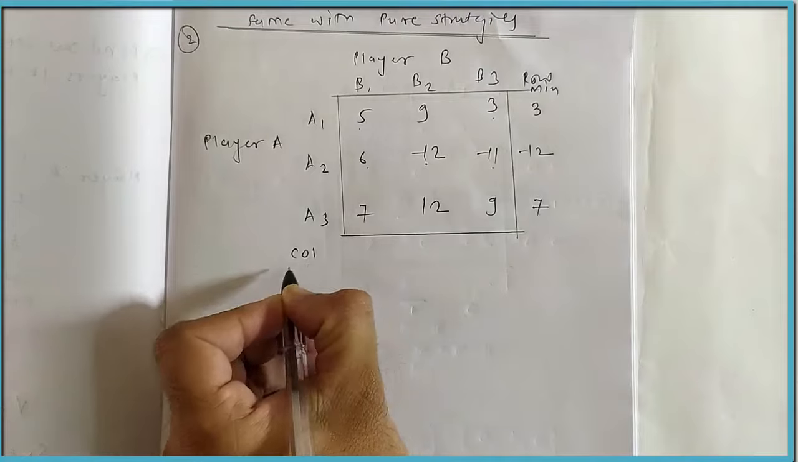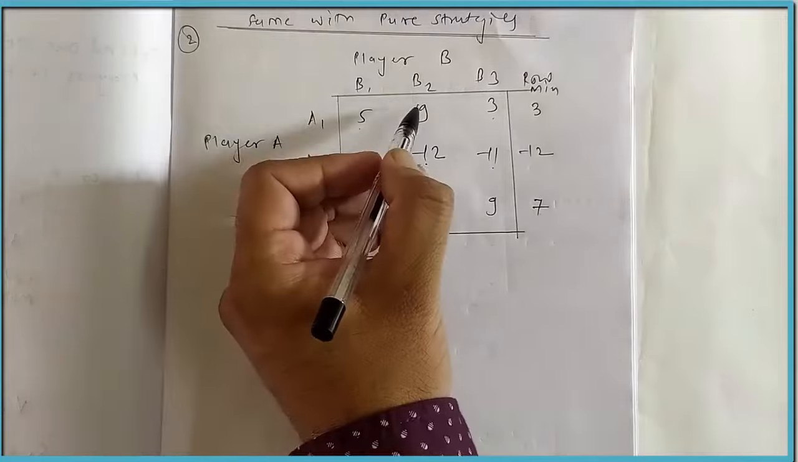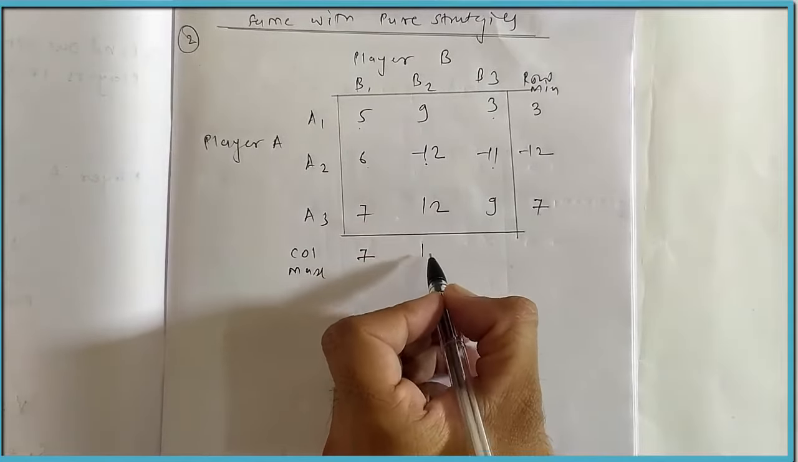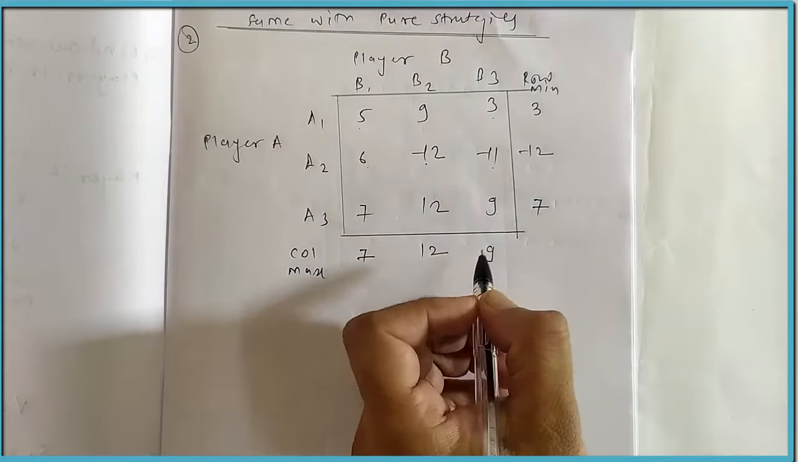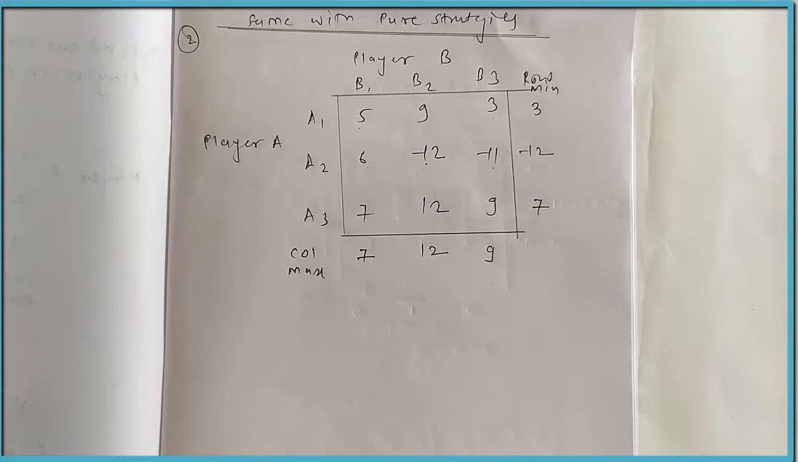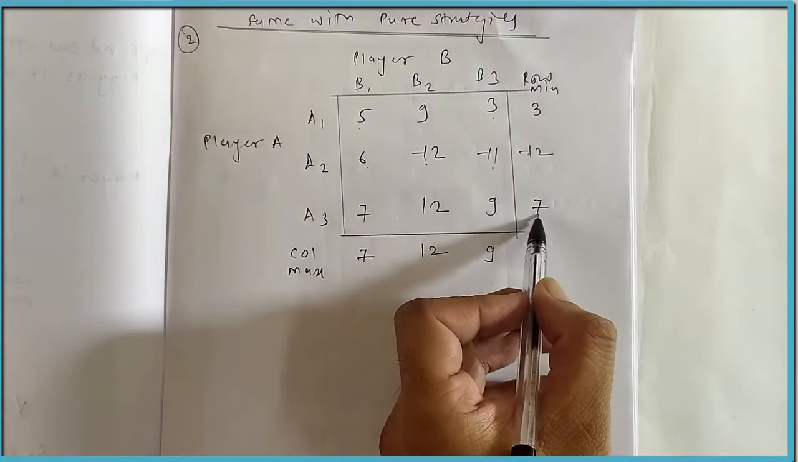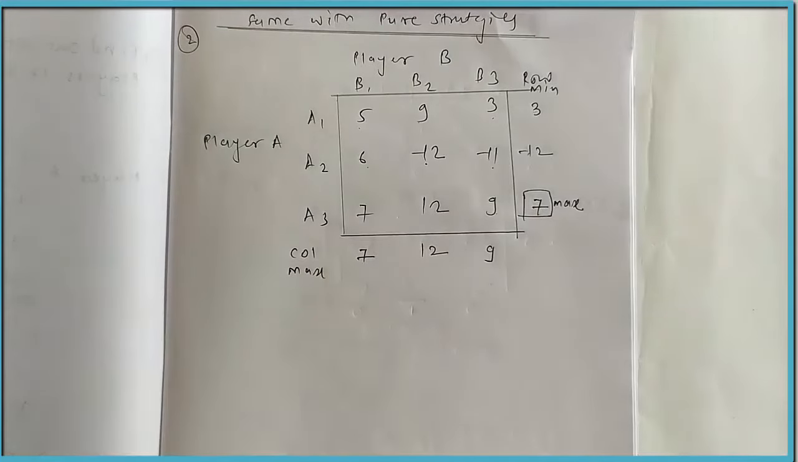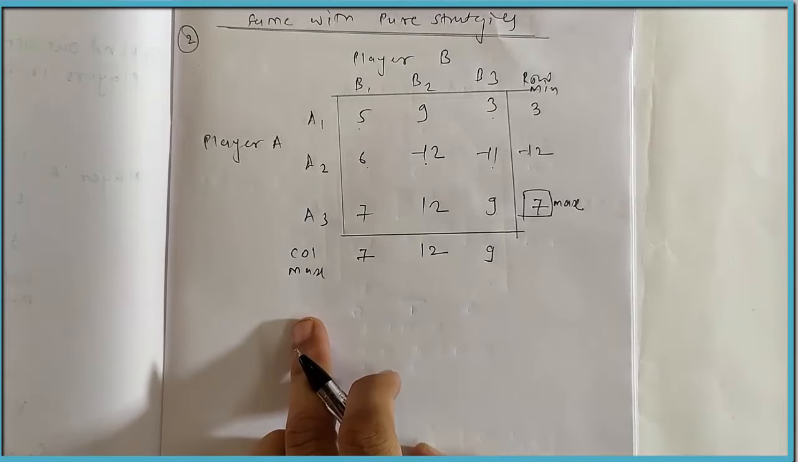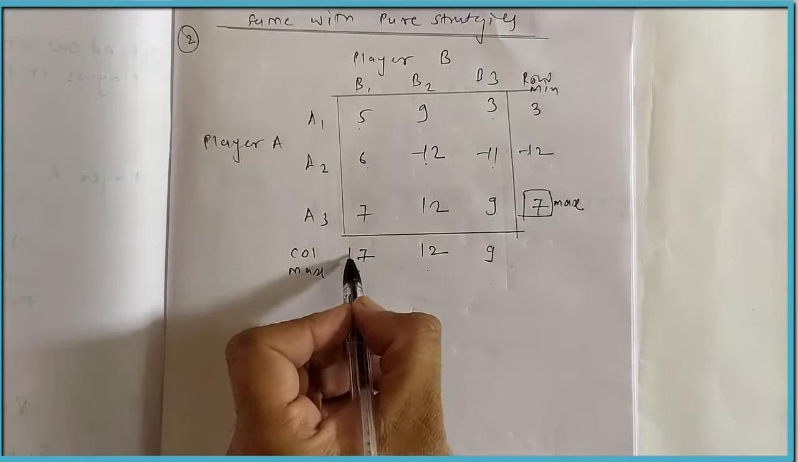Similarly, find out the column maximum value. In the first column: 5, 6 and 7, the maximum value is 7. In the second column: 9, minus 2 and minus 12, the maximum value is 12. And in the third column: 3, minus 11 and 9, the maximum value is 9. After row minimum and column maximum, find out the maximum value in the row minimum. In the row minimum, there are 3 elements: 3, minus 12 and 7, and the maximum value is 7. In the column maximum, find out the minimum value. In the column maximum there are 3 elements: 7, 12 and 9, and the minimum value is 7.